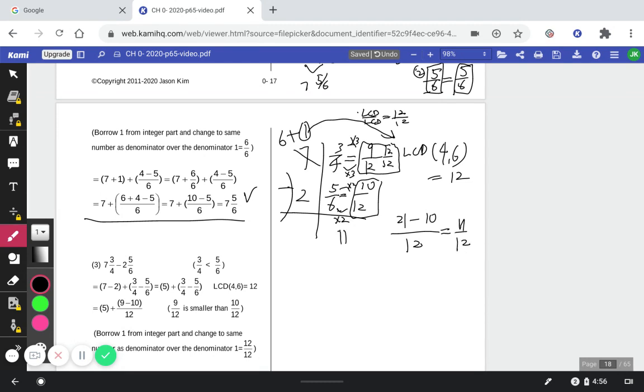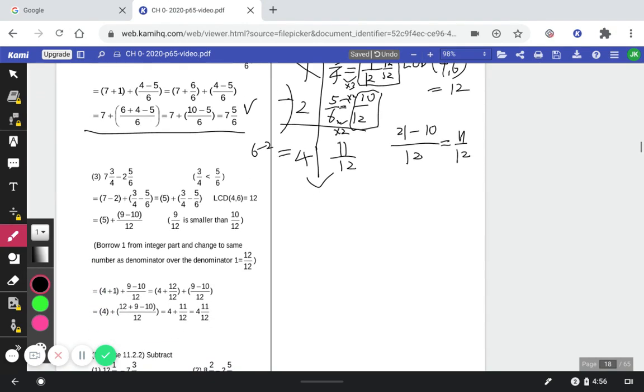So the fractional portion is 11 over 12. The integer portion is the remaining 6 minus 2. So you end up with 4. So altogether it becomes 4 and 11 out of 12. So that's the answer.